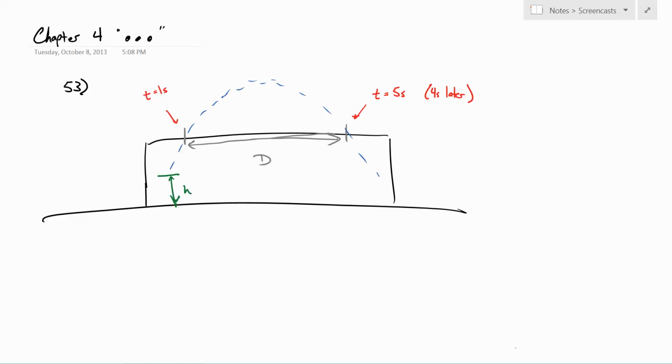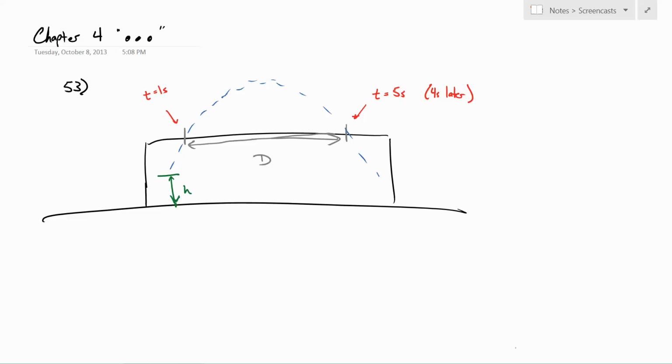Okay, let's talk about the three-dot problems in Chapter 4. There's one on each assignment. On the first assignment, we have lovely number 53, which is, again, bar none, one of my favorite problems in the book. So in this figure, which I've reproduced here, a baseball is hit at height h equals 1 meter and then caught at the same height.